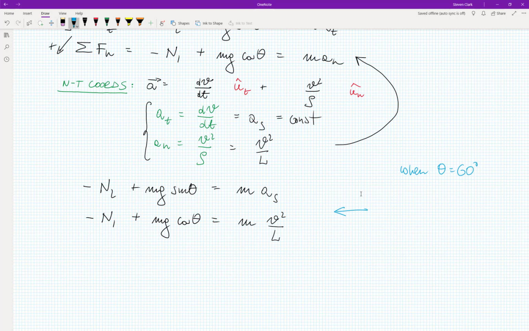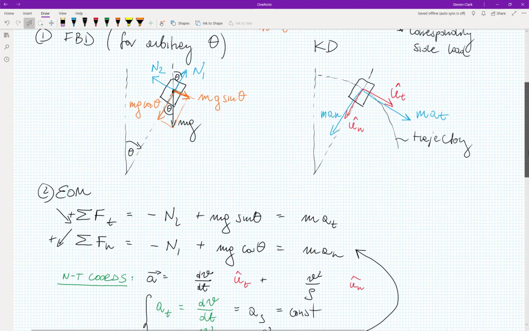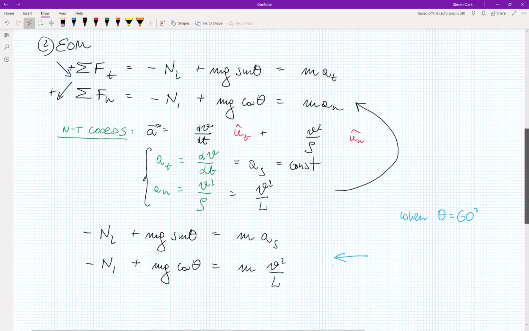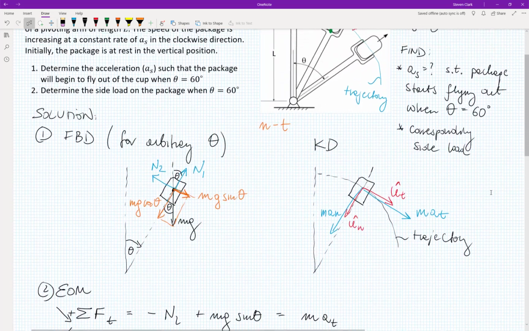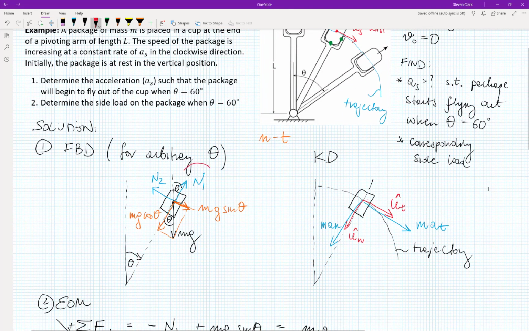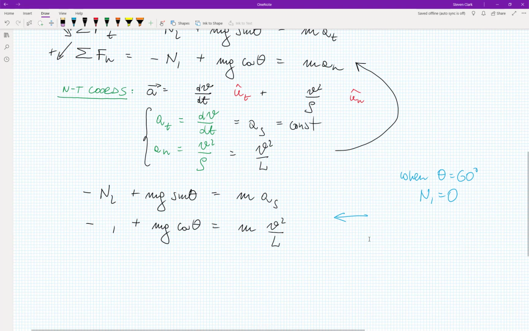Anybody? Which one? Bottom one. Yeah, N1. Yeah, this one will be 0. When theta is 60, N1 is equal to 0. Because, look guys, N1 is this guy. And when the package starts flying out, we will get rid of this point of contact. That point of contact will no longer be there. Our package will lose contact. Great, thank you, Jared. So I'm just going to erase this one.